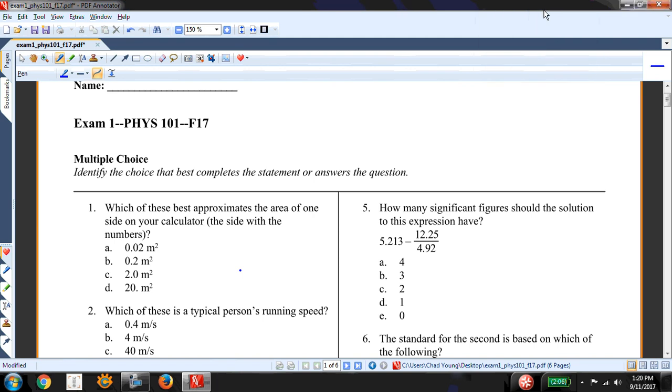Okay, this is exam number 1 for Physics 101 Fall 17. So which of these best approximates the area of one side of your calculator? I was sort of thinking about a TI-84, 85 or whatever. These are about 20 centimeters by about 10 centimeters.